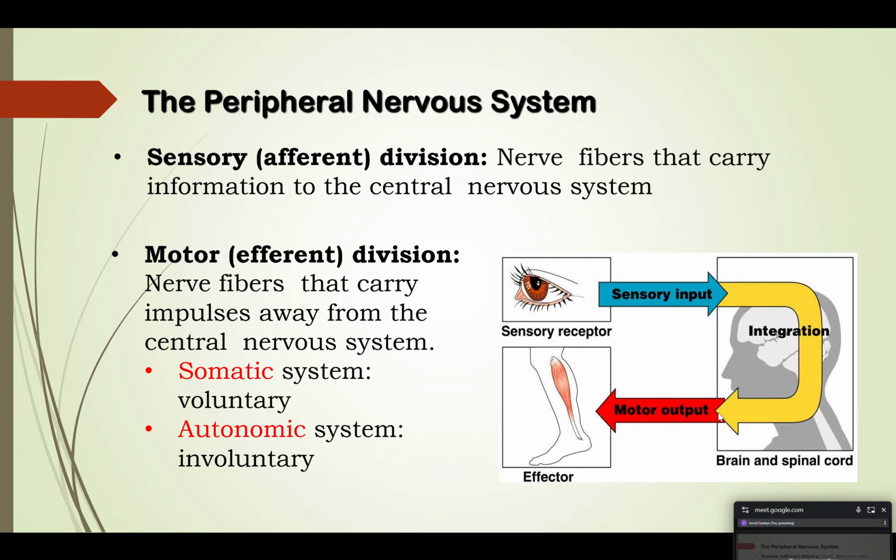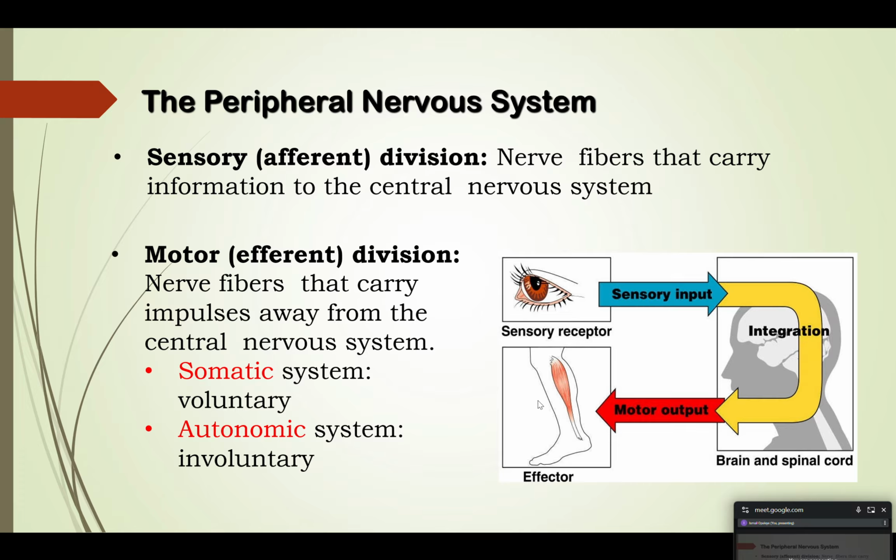From the motor output, the motor output we are talking about here is actually this motor or efferent division, which involves the somatic and autonomic nervous system. Somatic is what you can control. That's under voluntary action. And the autonomic is what you cannot control. That's involuntary. So those are still under the motor division. From there, it's sent to the effector.